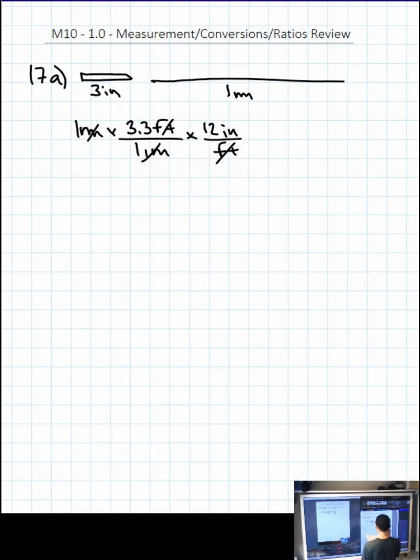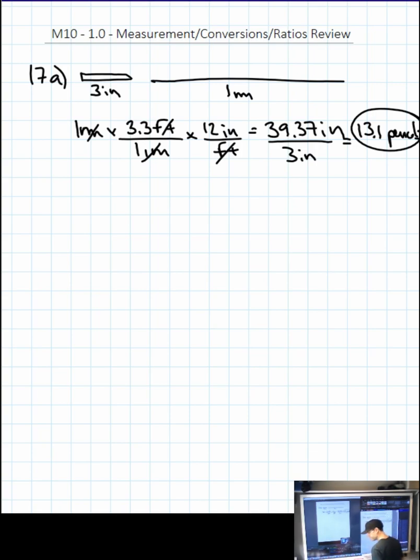So 3.3 times 12 times 1 is equal to 39.37 inches. Then we can simply divide that by 3 inches and find out the answer is 13.1 pencils. Circle our answer. A quick logic check. Yes, if you take out a bunch of pencils and move them along a meter stick, you're going to get about 13.1.